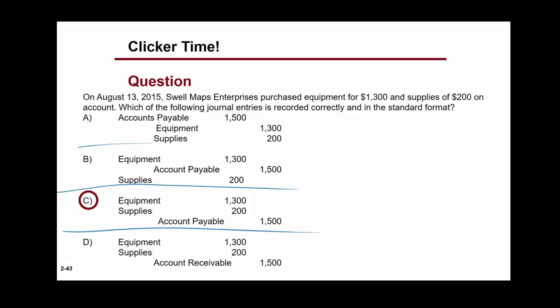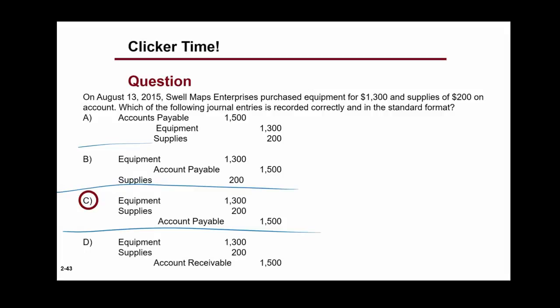So instead of paying the supplier all the amount, they pay them part. They made this purchase all at once. It was in one event. So here they have $1,300 and $200. All of it was on account. It was one purchase. So we debit.